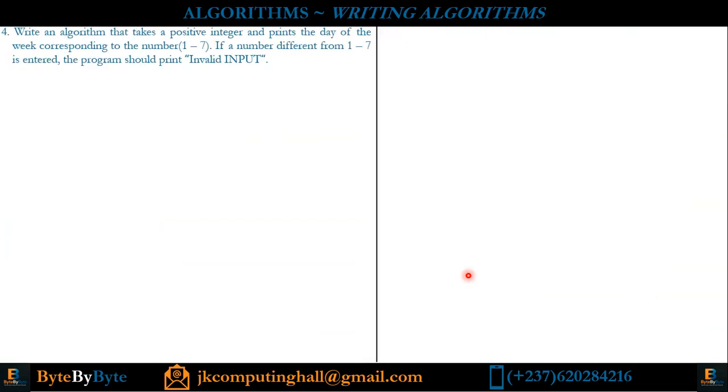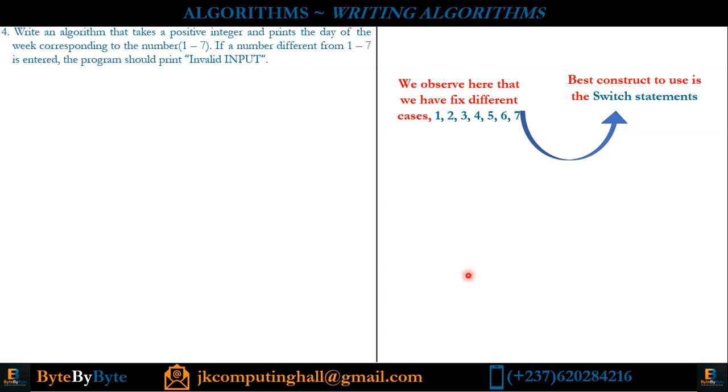We move to question 4. Write an algorithm that takes a positive integer and prints the day of the week corresponding to the number 1 to 7. If a number different from 1 to 7 is entered, the program should print "invalid input." We realize that here we are going to perform comparison, because if it is 1, we have Monday; if it is 2, we have Tuesday; if it is 3, we have Wednesday, and so on. So we observe that we have 7 different cases, 1 up to 7, and the best construct to use is the switch statement.